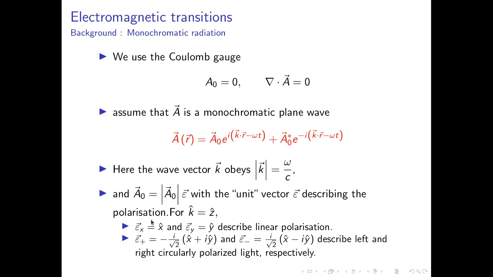Complex combinations can give rise to other polarizations. For example, epsilon plus, which is essentially x plus iy apart from a factor in front, and epsilon minus, which is x minus iy apart again from a factor in front. These describe left and right circularly polarized light respectively. The presence of the imaginary term here, in x plus iy and x minus iy, essentially ensures that there is a phase difference of 90 degrees between the x component of the vectors and the y component of the vectors, and this leads to circular polarization. We will see a more detailed explanation of this in the next slide.